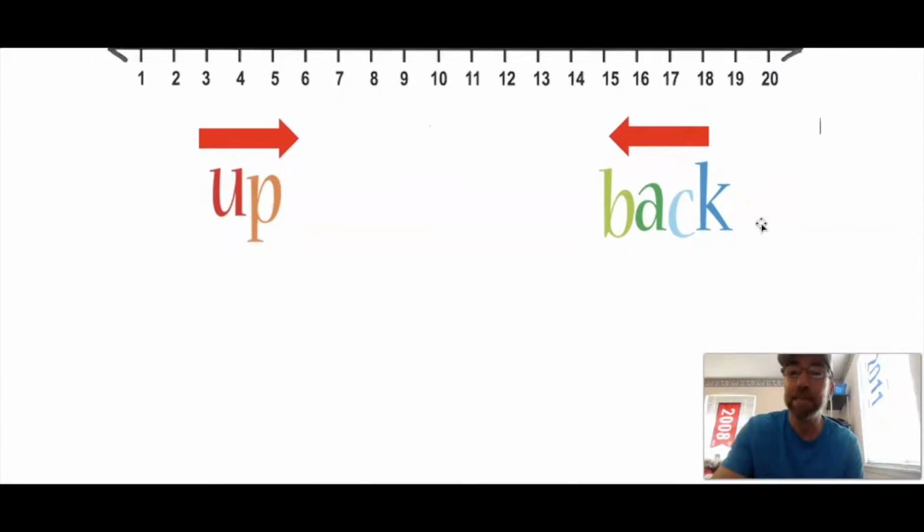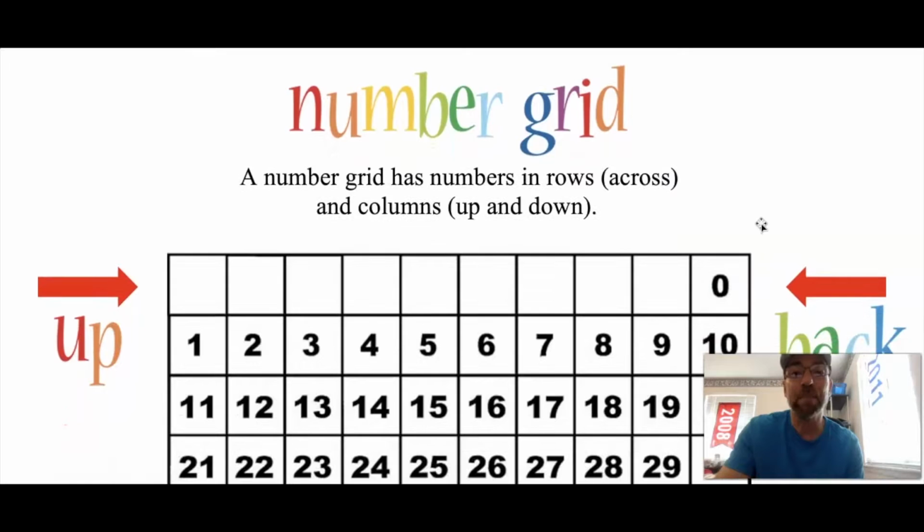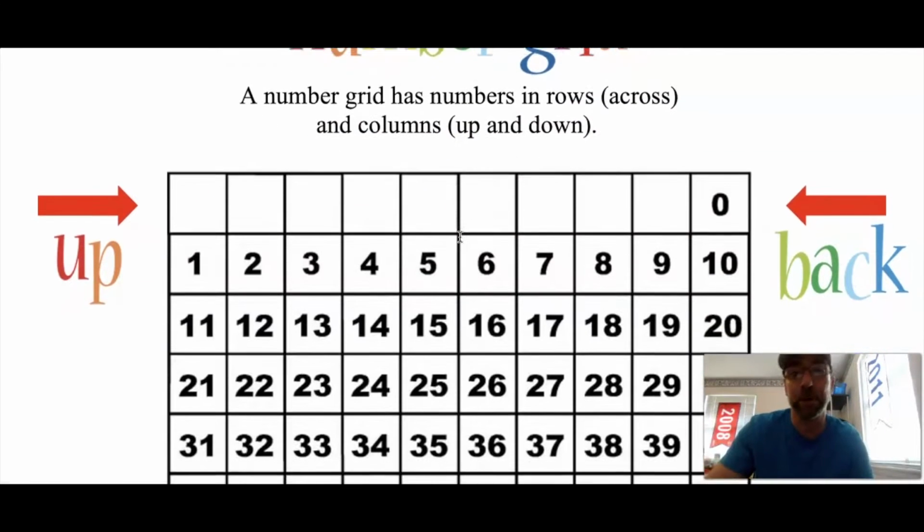Well, today we're going to take a look at another math tool. This one's called the number grid. And a number grid has numbers in rows, they go across, and in columns, going up and down. So let's take a look at my number grid.